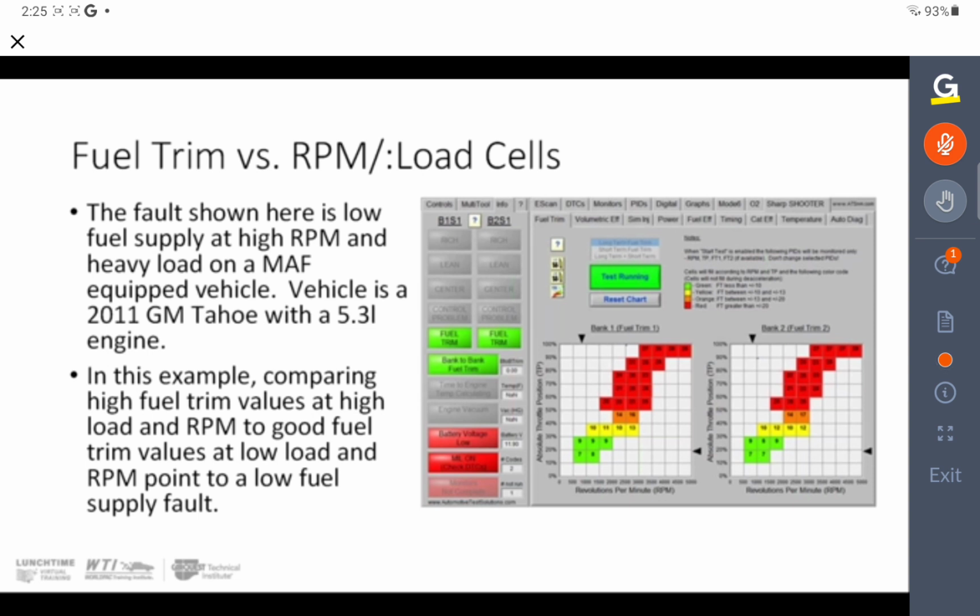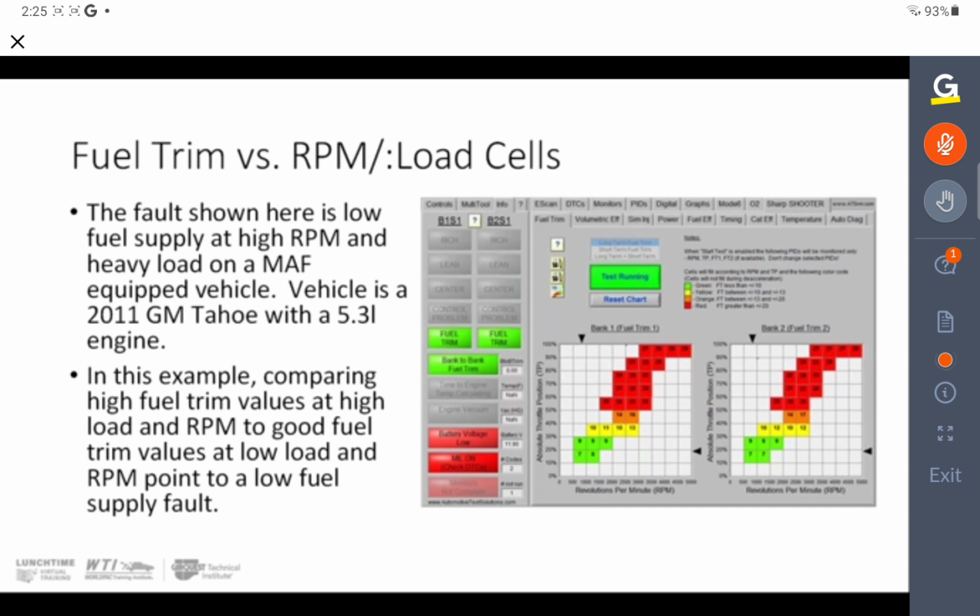Here's another one. It's under heavy load, heavy RPM. You can see the computer's adding a lot of fuel. But under idle and low load, our fuel trims are green, and they're within that plus or minus 10%. So low RPM, low load, it's in control. Higher RPM, higher load, it's out of control.